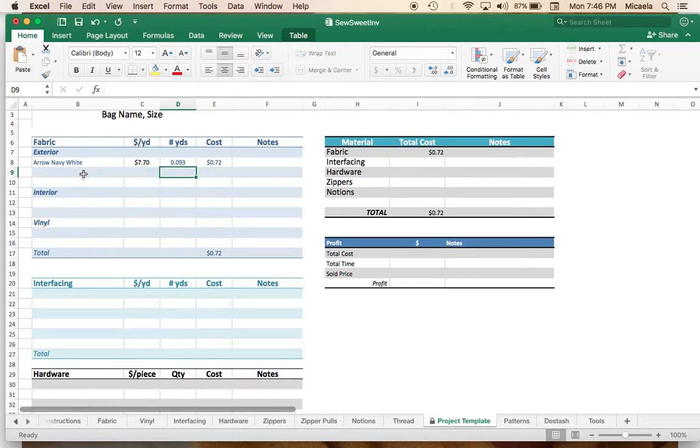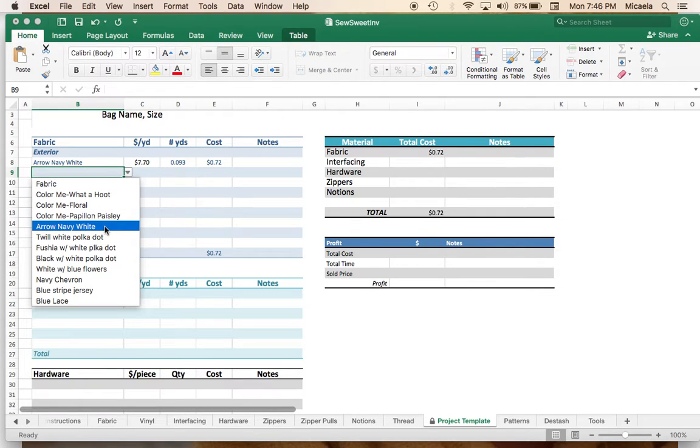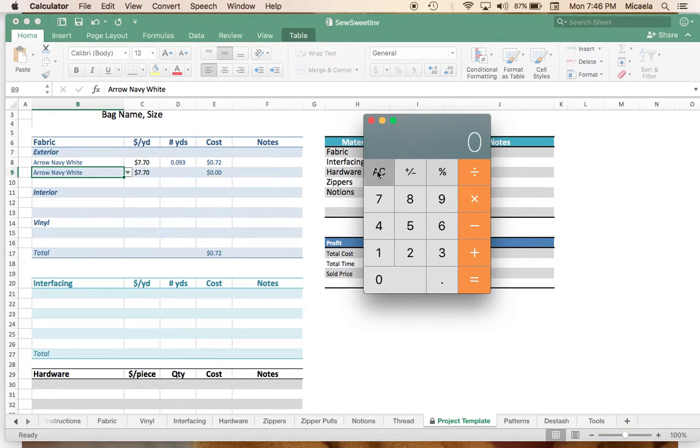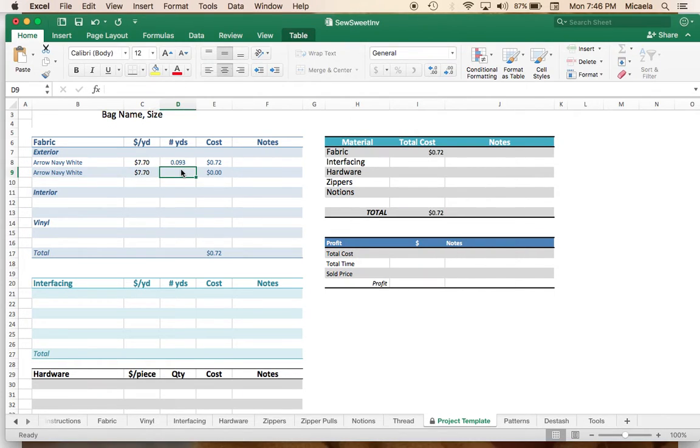So I will show you kind of an easier example. We'll use the same Arrow Navy White example just so we know that it's calculating properly. Now let's say I used a whole half yard. I cut that whole piece in half. So I'm going to take 18 inches, because that's half of the 36 inch length, and I'm going to multiply it by the 54 inch width, because I used the whole piece. So that's 972, and I'm going to divide that by my 1944 total square inches, and that gives me exactly 1/2 or 0.5. So then I can put that in there.